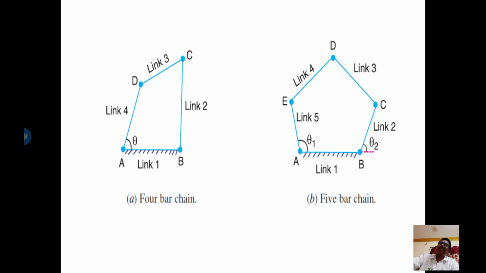In the first figure you are observing a 4-bar chain, where only theta is sufficient to define all link positions, whereas in the 5-bar chain theta 1 and theta 2 are required to define all the link positions. That is why the number of degrees of freedom for the first figure is 1 and for the second figure is 2.